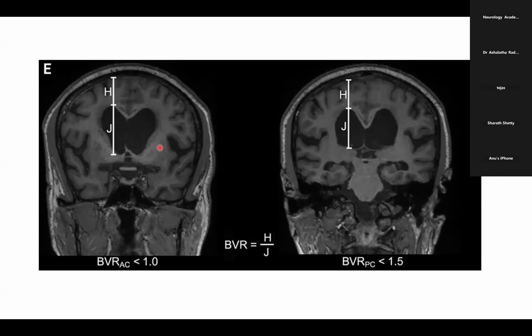Coming to the next value, we have BVR, which means brain per ventricle ratio. It is the ratio of the height of the parenchyma above the superior aspect of the lateral ventricle, either at the anterior commissure or the posterior commissure, divided by the height of the lateral ventricles. At the anterior commissure, the cutoff is 1.0, and at the posterior commissure, the cutoff is 1.5.